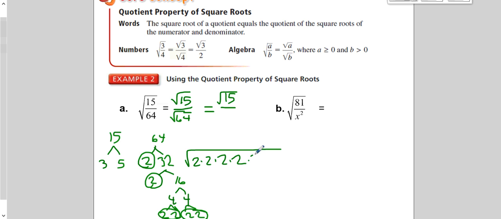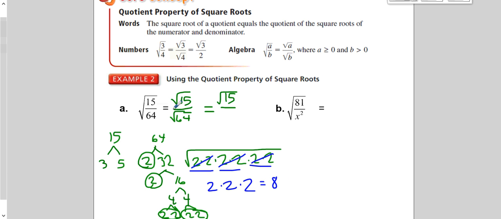For every pair on the inside, we get 1 on the outside. So here's a pair of 2's. We get a 2 on the outside. We get another one for this pair, and another one for this pair. Oh, everything popped out. 2 times 2 is 4. 4 times another 2 is 8.